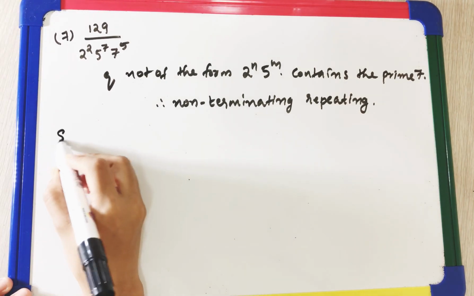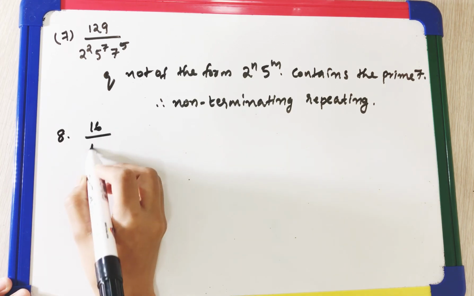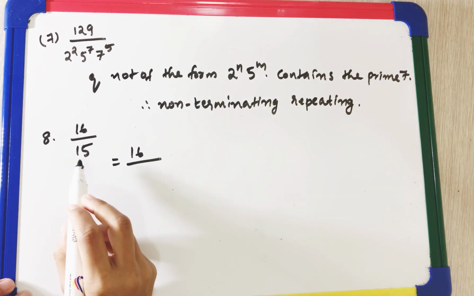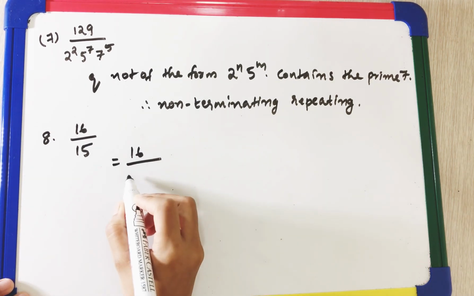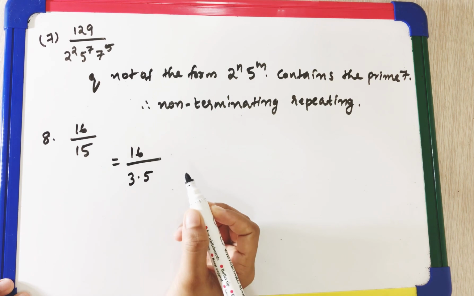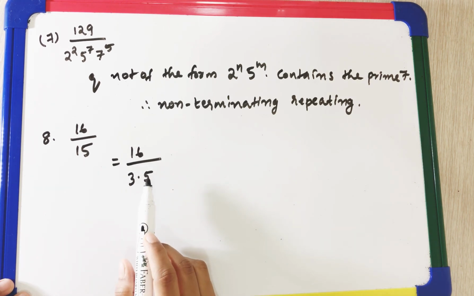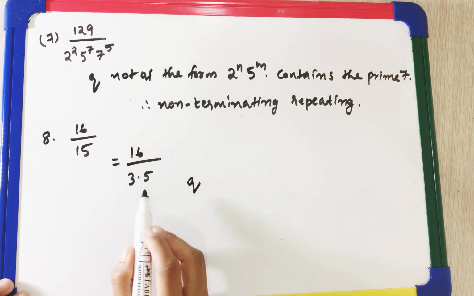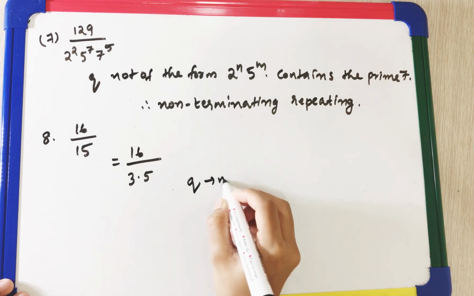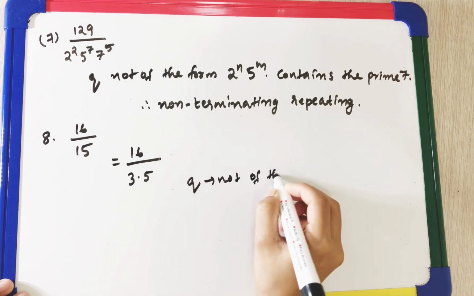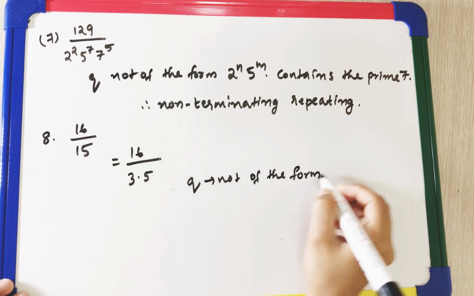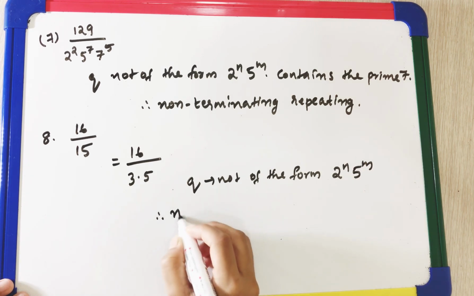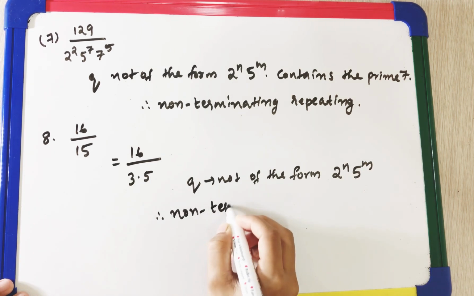Next question. 16 by 15, which is equal to 16 by 15 is 3 into 5. Not of the form 2 raised to n into 5 raised to m. Therefore, non-terminating repeating. Q not of the form 2 raised to n into 5 raised to m. Therefore, non-terminating repeating.